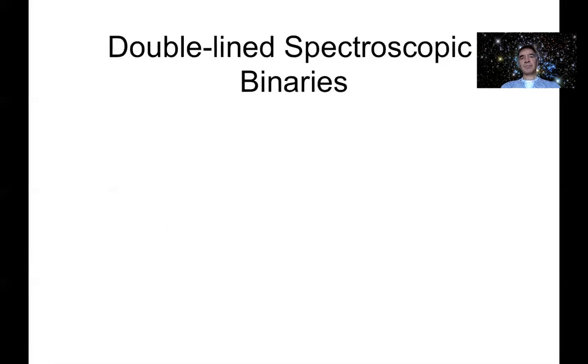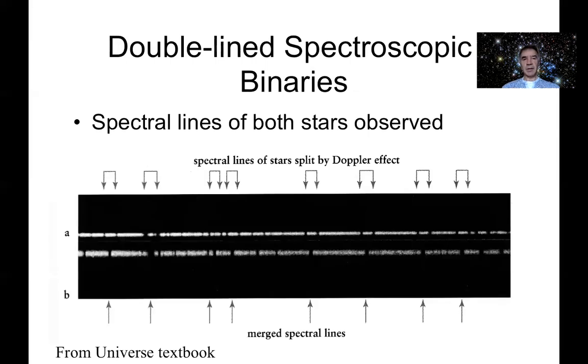Okay, so for these spectroscopic binaries, we can split them into two different classes as well. The one we're going to look at first is what we would call a double-lined spectroscopic binary. That means that both sets of spectral lines from each star are seen. So this is illustrated here with two photographic type spectra of a spectroscopic binary system, a double-line system.